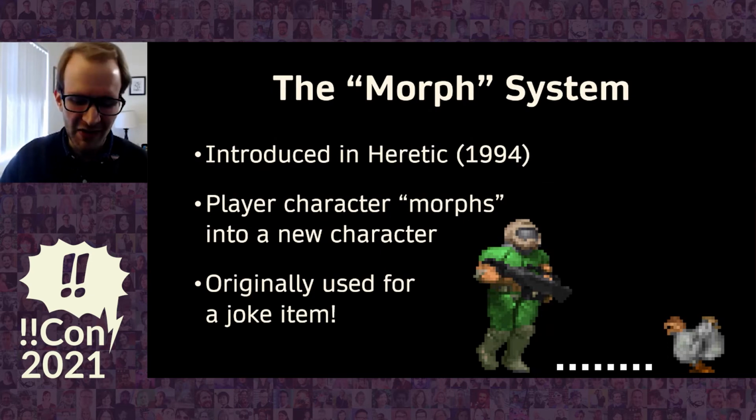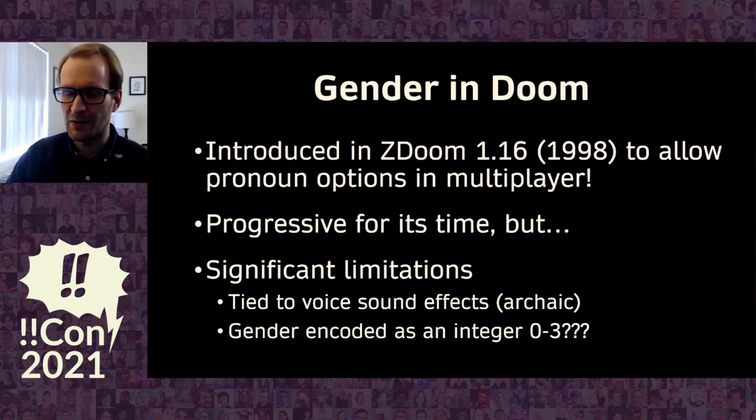One of those big features is the way that gender is conceptualized in the Doom engine. This was something that was added by fans in 1998 in a fan version of the Doom engine called ZDoom. It was meant to let players use custom pronouns in multiplayer mode. So when you get blown up, it says player one killed herself, for instance. And I think this was a fairly progressive feature for its time, but it has some pretty significant limitations.